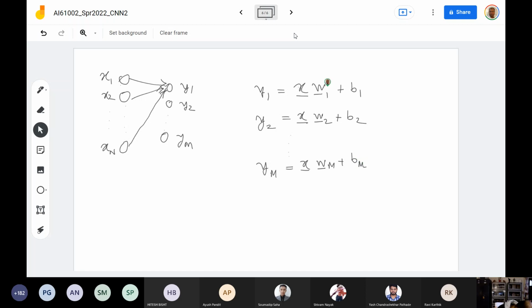Now look into these parallels. What I am representing is, instead of this operation being a product operation, in a CNN you represent this as X convolved with this Pk.